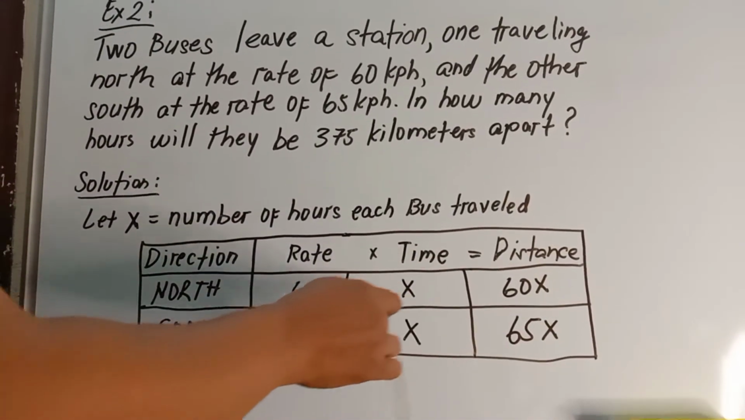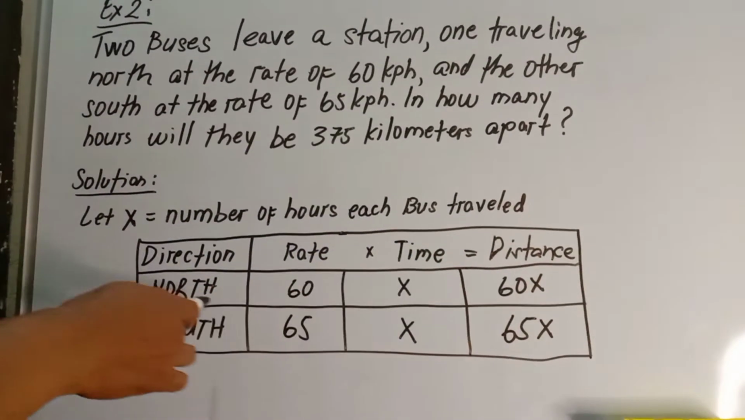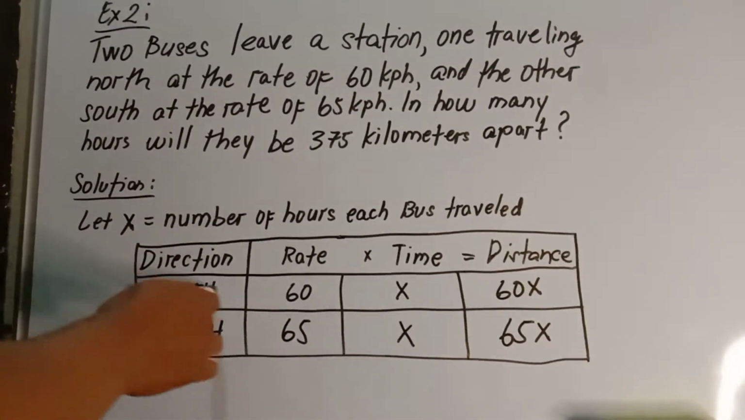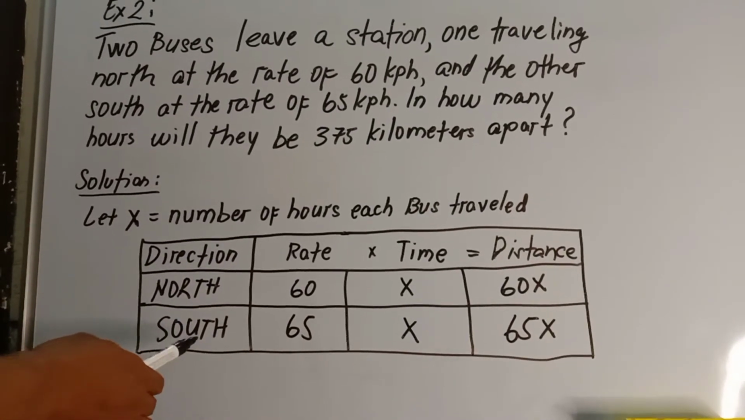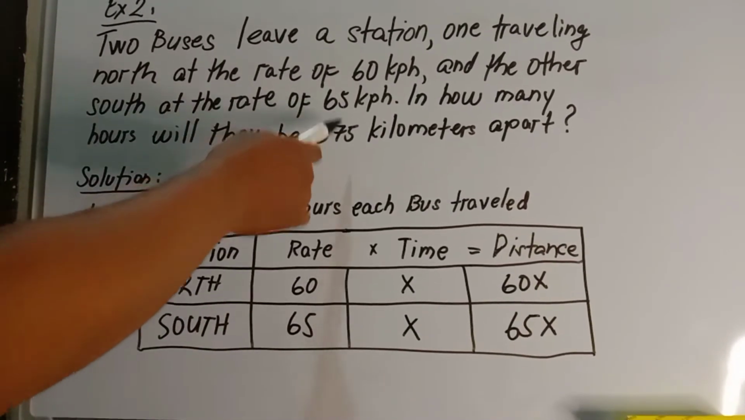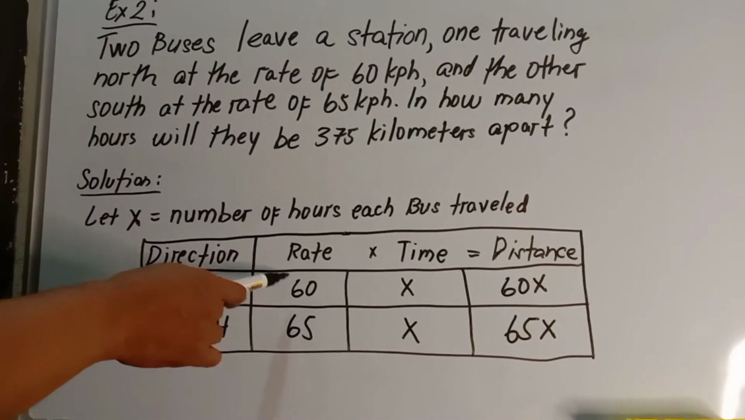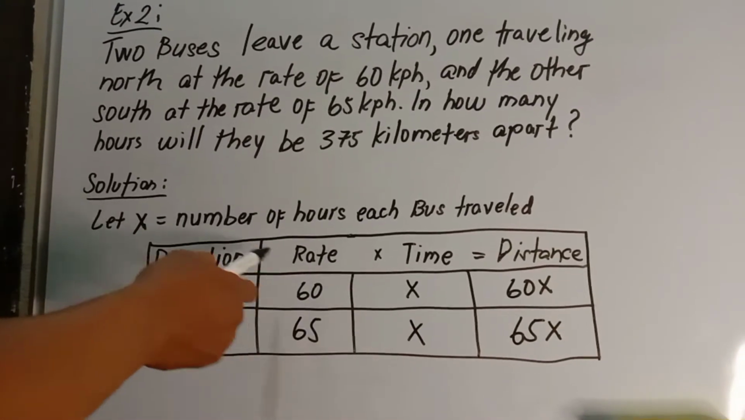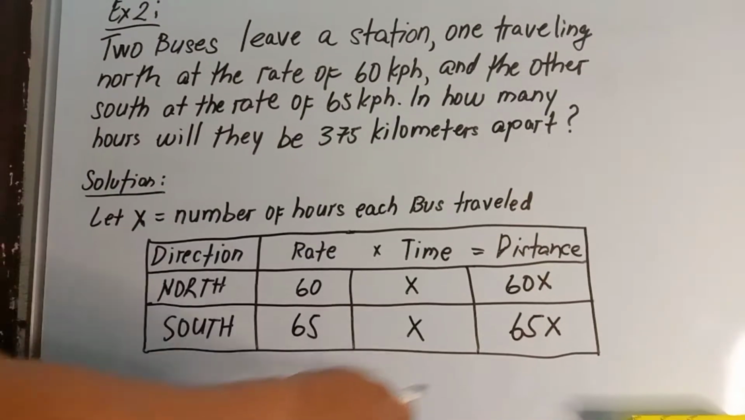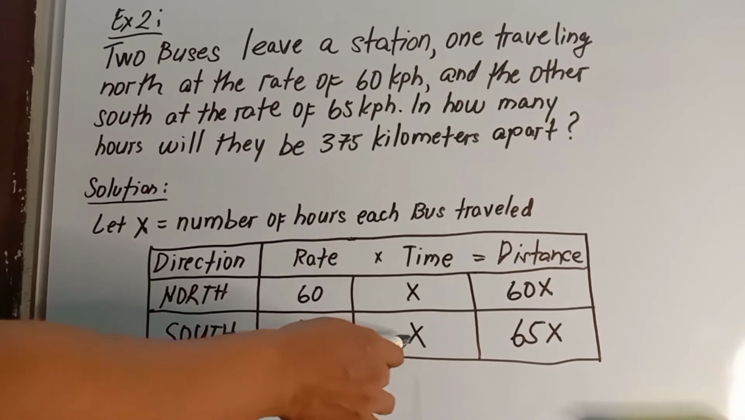So 60 times x is equal to 60x. This will be the distance of the first bus that is going to north. The second bus is going to south. It's having a speed of 65 km per hour, a little bit faster compared to the other one, times the time which is unknown. So the distance traveled by the second bus going to south will be 65 times x.